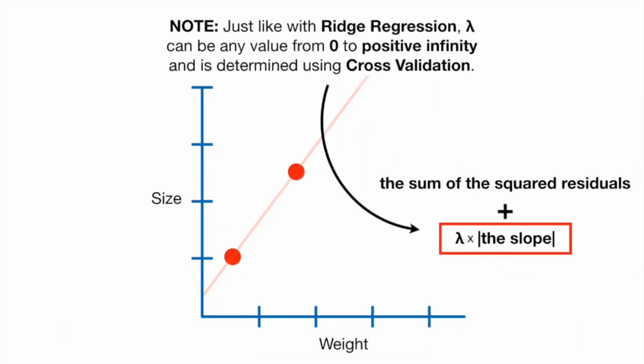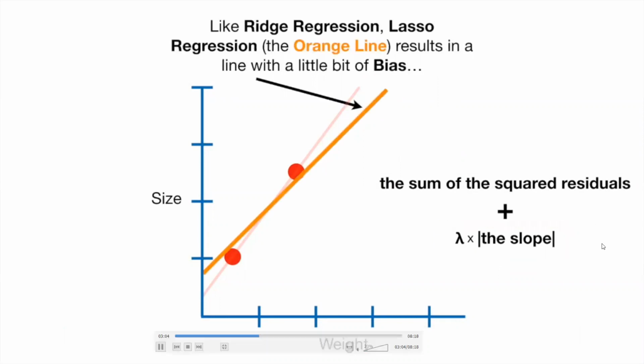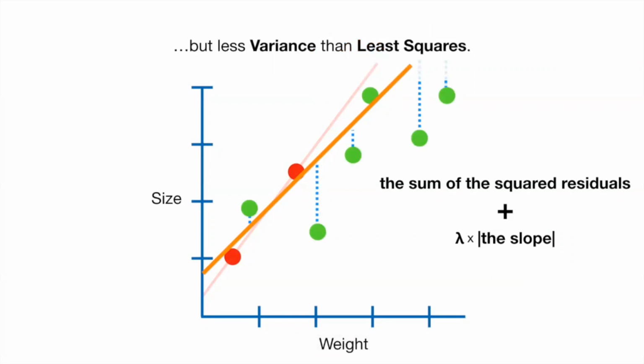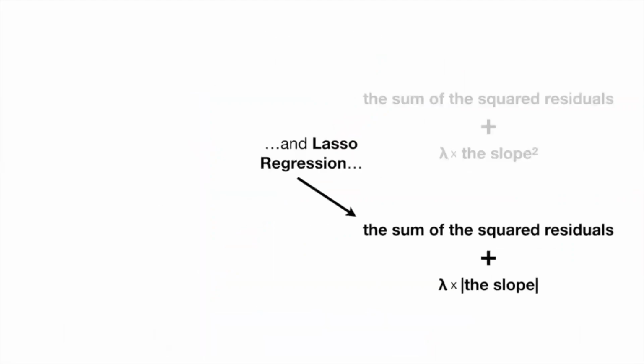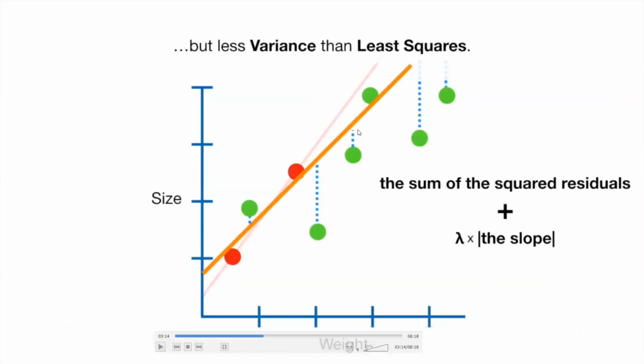Everything else is the same. From a computational perspective, the only thing is that you use the absolute value of slope while penalizing your parameters. The working is somewhat the same. You'll get some sort of line, let's say an orange line, which has somewhat lower variance on your validation set, just like ridge regression. But there's a little bit of difference.